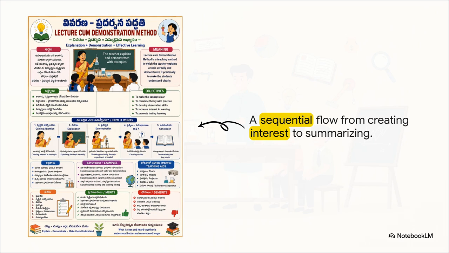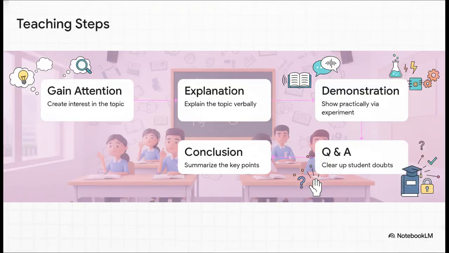You don't just walk in and immediately start an experiment, right? There's a very deliberate buildup and a deliberate wind down happening here. It's a journey from creating that initial spark of curiosity all the way to absolute clarity. Let's see exactly how this builds. Step 1 is gaining attention. You've got to hook them before you even touch a single piece of equipment.